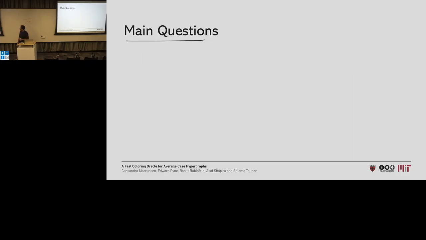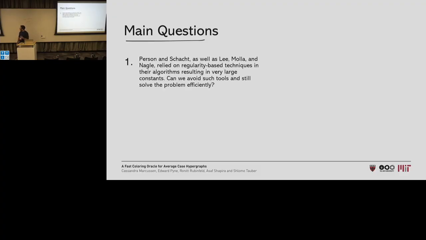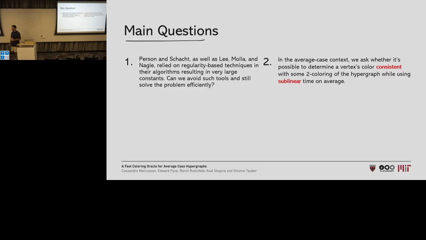So our main questions were: Person and Schacht, as well as Lee, Mulas, and Nagel, used regularity-based techniques, which are very powerful techniques but lead to huge constants. We asked whether we can avoid such strong techniques, still remain efficient, and by that get a more practical implementation. And still in the same context of average case, if we also get some arbitrary vertex, can we return the color of the vertex in some consistent way, and can we do it efficiently?